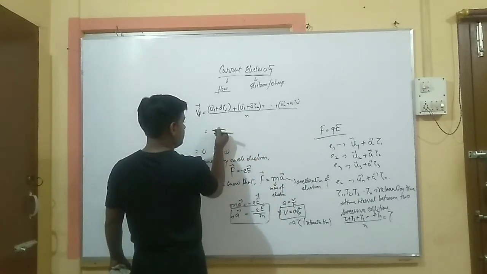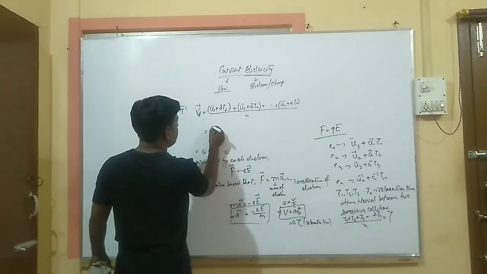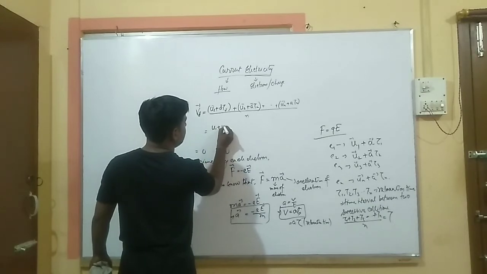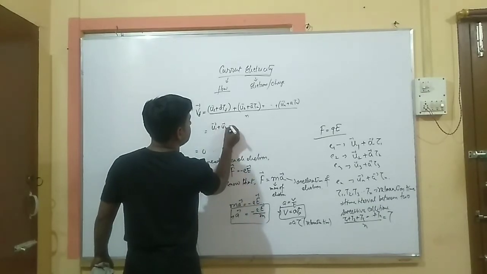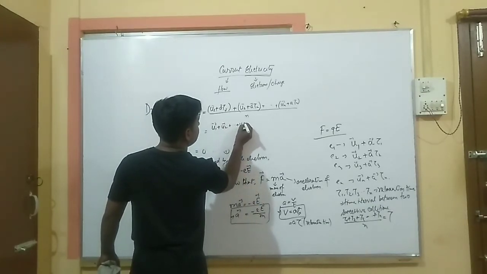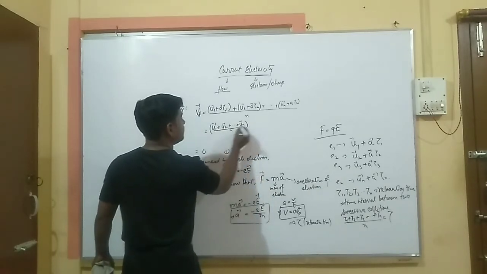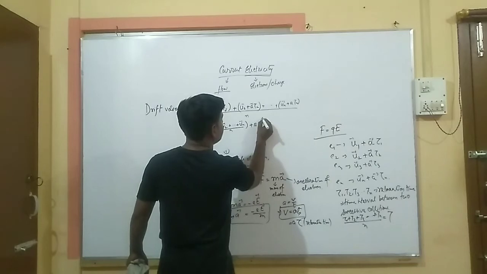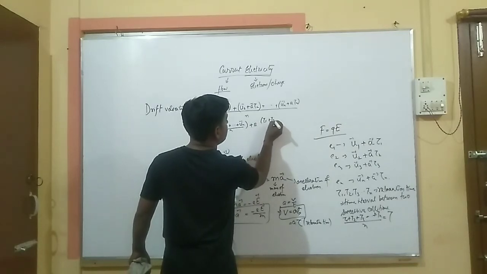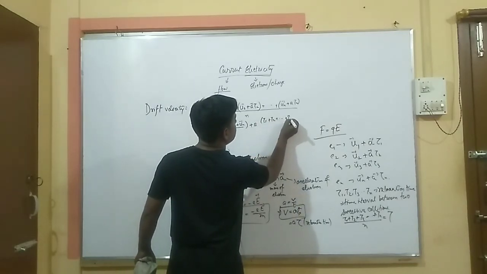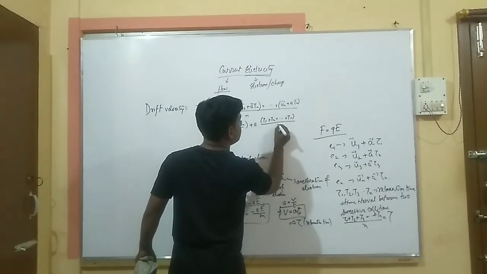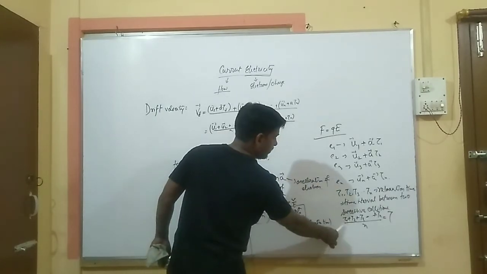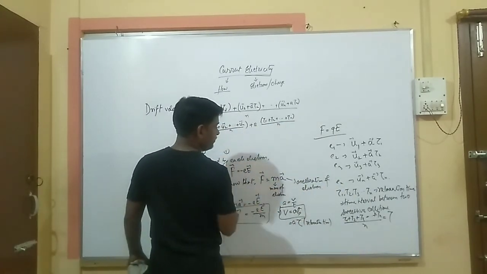Now let's do the algebra. We separate all the u terms, u1 plus u2 plus un divided by n, plus a times tau 1 plus tau 2 plus tau n divided by n, and already we have written that this is equal to tau.